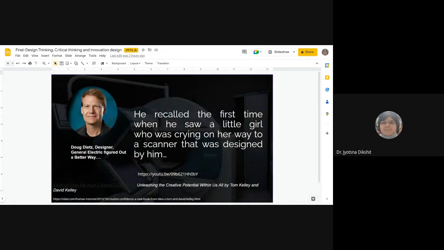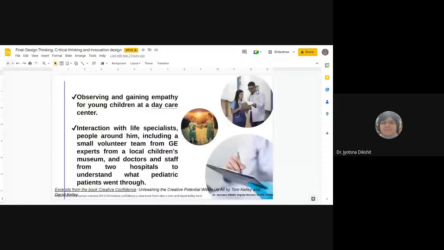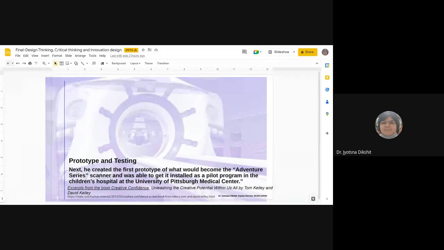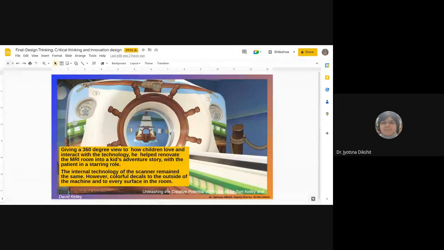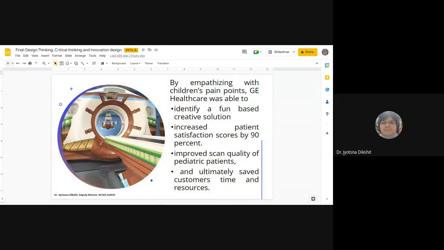So what Dietz from GE did was, I'll not discuss all these in detail, but he created a kind of prototype where the physical appearance of the CT scanner was completely changed. The room and everything was completely changed, though the internal technology of that scanner remained the same. And by emphasizing on this, the CT scan became a play-like thing for children.